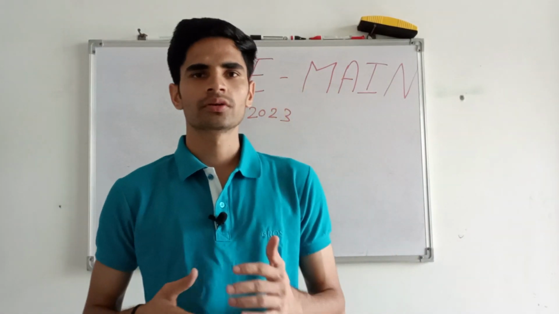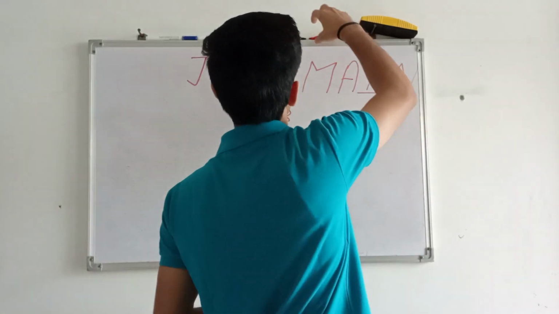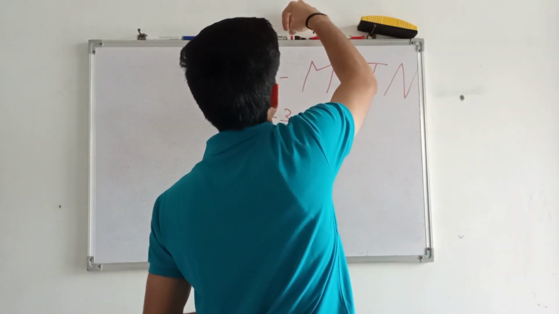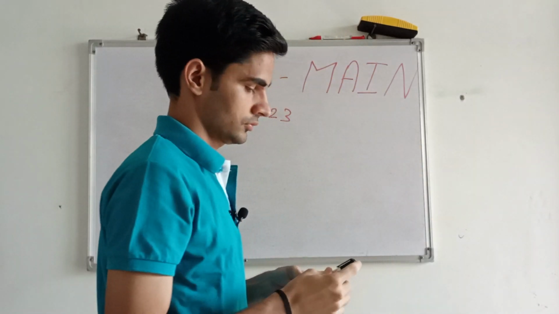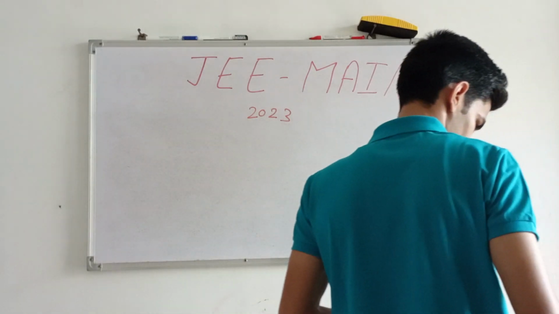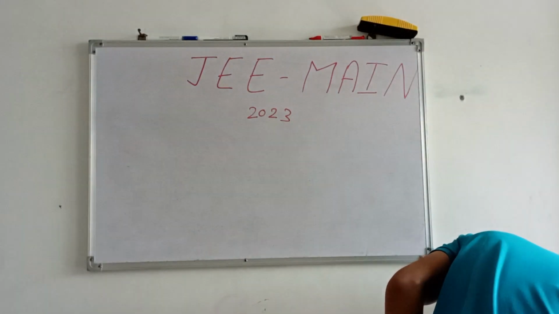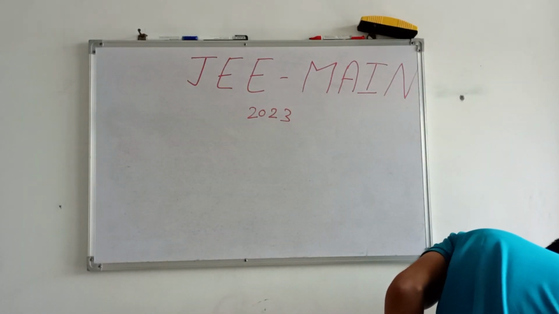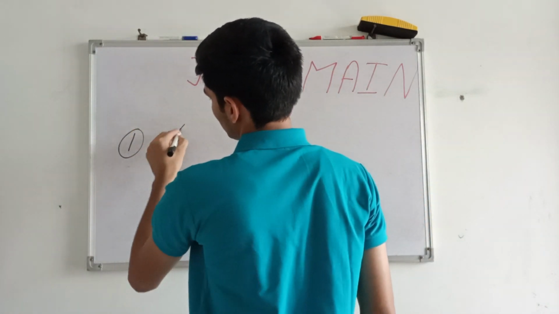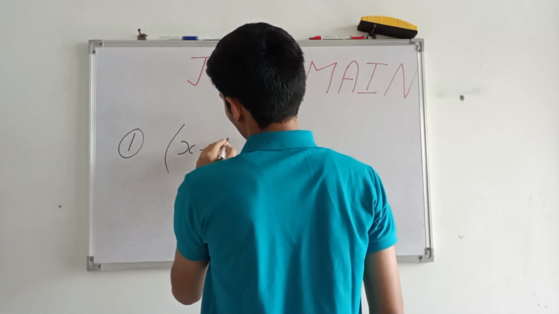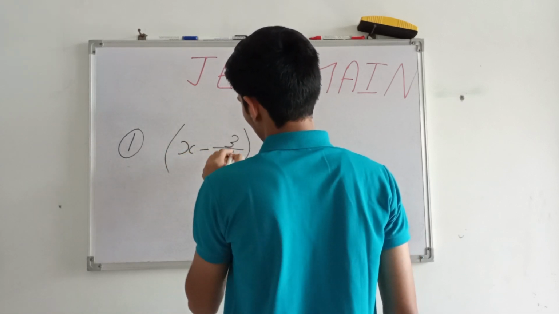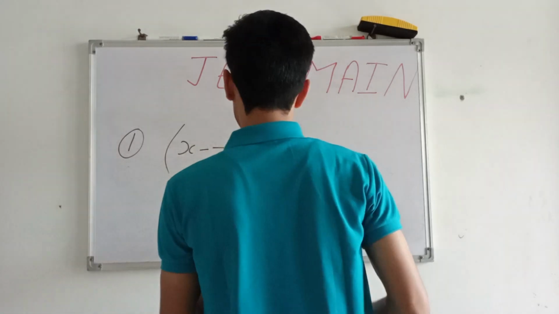So today we are going to see a few previous year questions. The exam which happened in 2023. So what is the first question? The question is: x minus 3 upon x square, the whole to the power n.